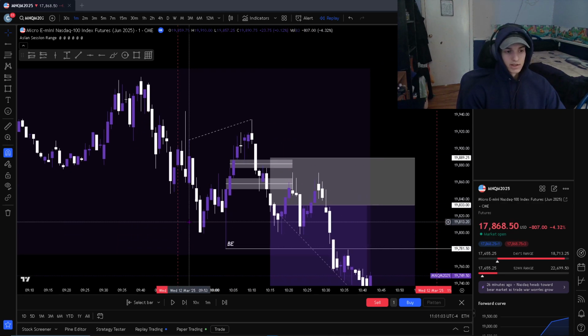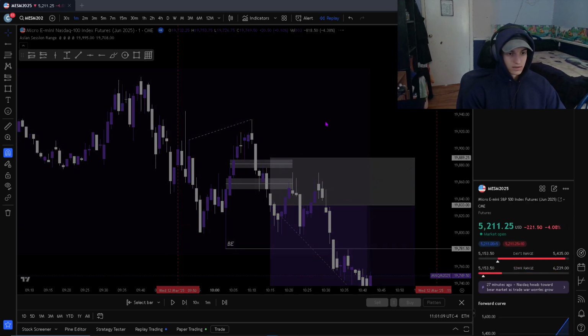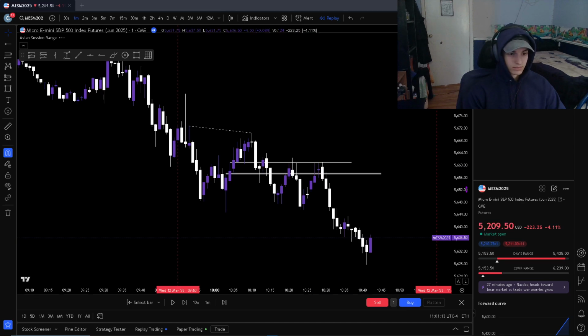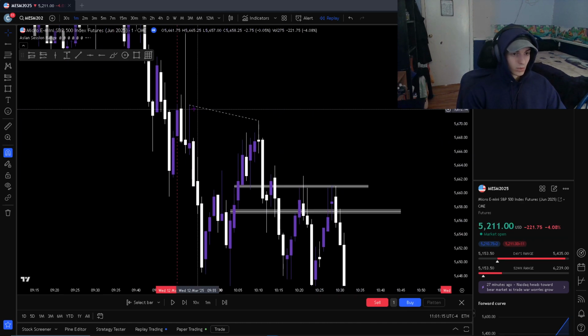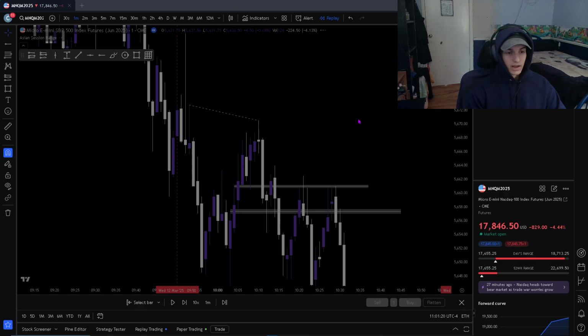We wait for an SMT divergence. It's the first thing. So we have a high and a higher high on NQ, and on ES, we have a high and then a lower high. Cool.